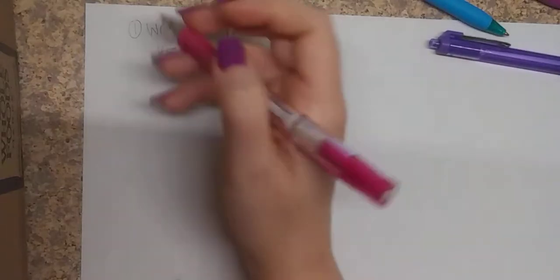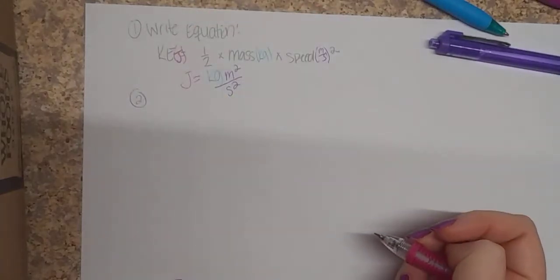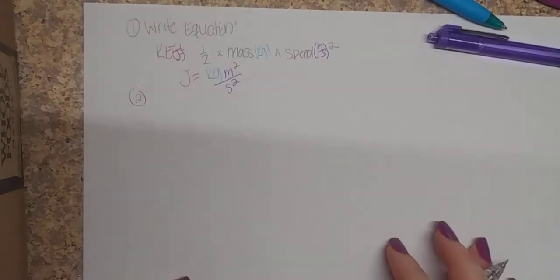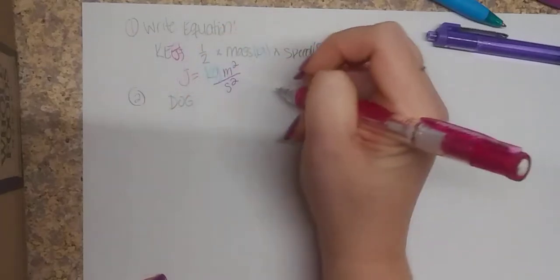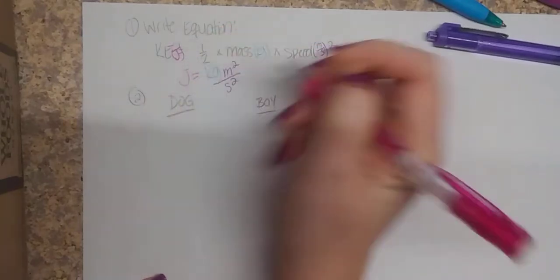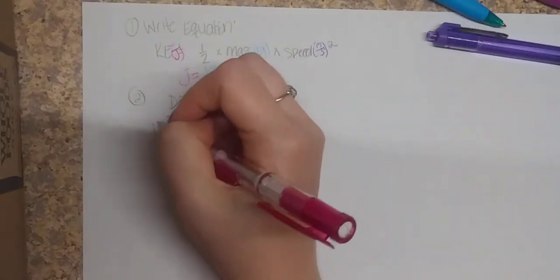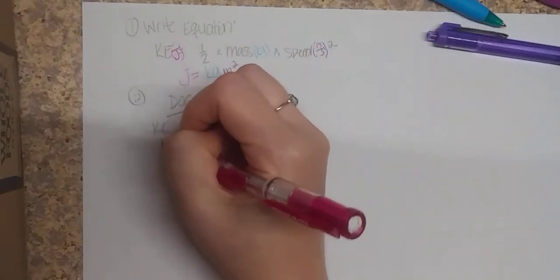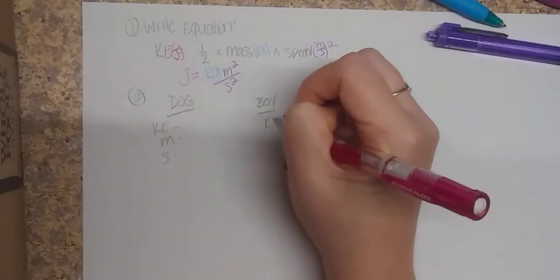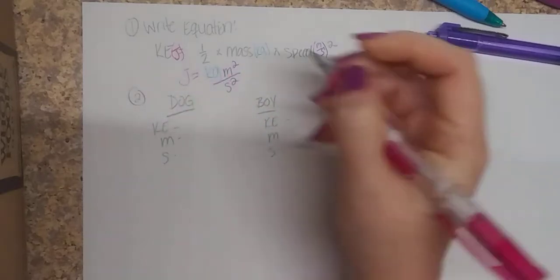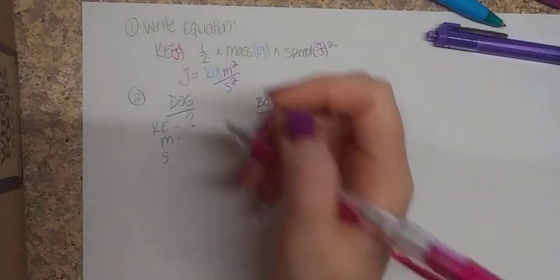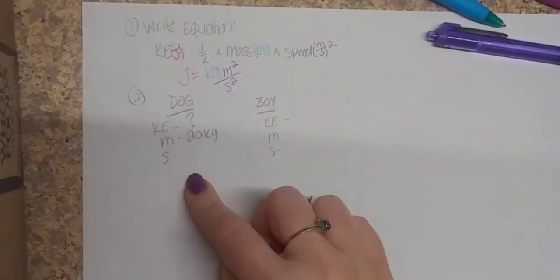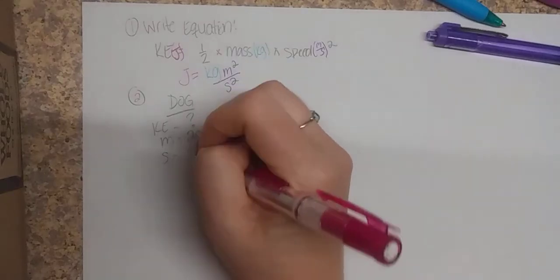So that's step 1. And step 2, I have to look at the book to see what our values are. In the book it tells us we're going to have a dog and we're going to have a boy. I have 3 variables: kinetic energy, mass, and speed. The kinetic energy is the unknown, the thing that we don't know. According to the text, the dog has a mass of 20 kilograms, and he's going to travel at a speed of 3 meters per second.